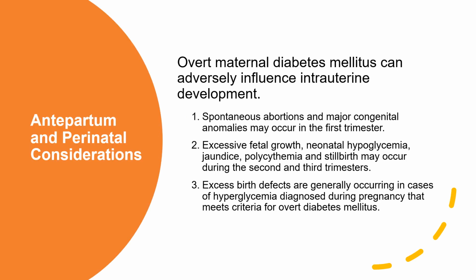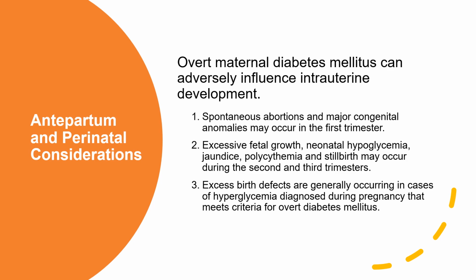Now, overt maternal diabetes mellitus can adversely influence intrauterine development. Spontaneous abortions and major congenital anomalies may occur in the first trimester. Excessive fetal growth, neonatal hypoglycemia, jaundice, polycythemia, and stillbirth may occur during the second and third trimesters.